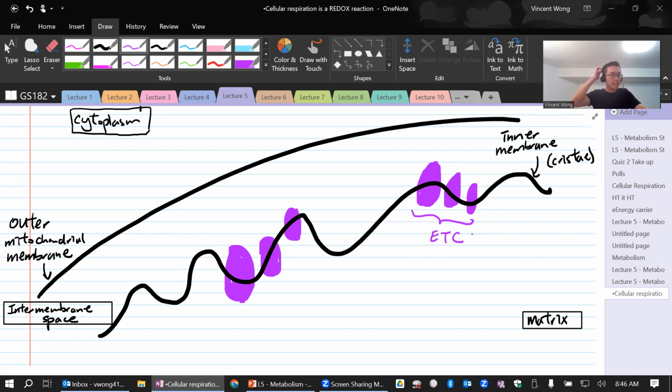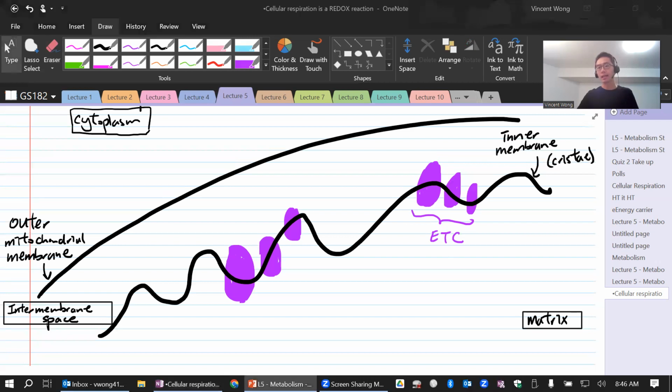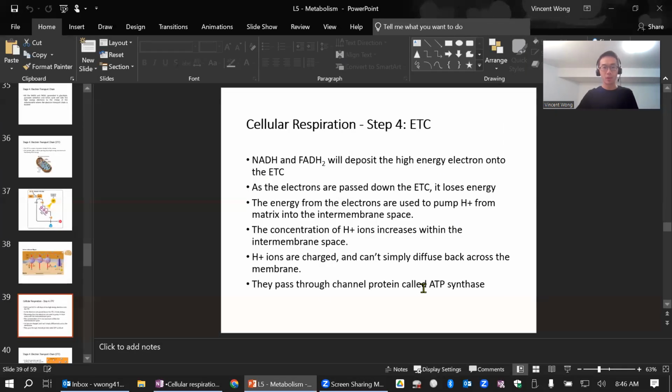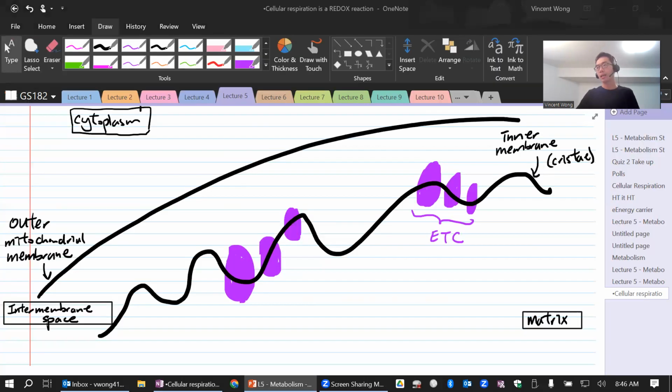Now, I'm not going to write too many descriptions here. I'm not going to ask you to describe it on the test. But all the things I'm explaining to you are written out in the PowerPoint slides. You should go back and read about it afterwards, but I'll just explain to you what happens here. The ETC is channeled. They're kind of like pumps, as you will see.